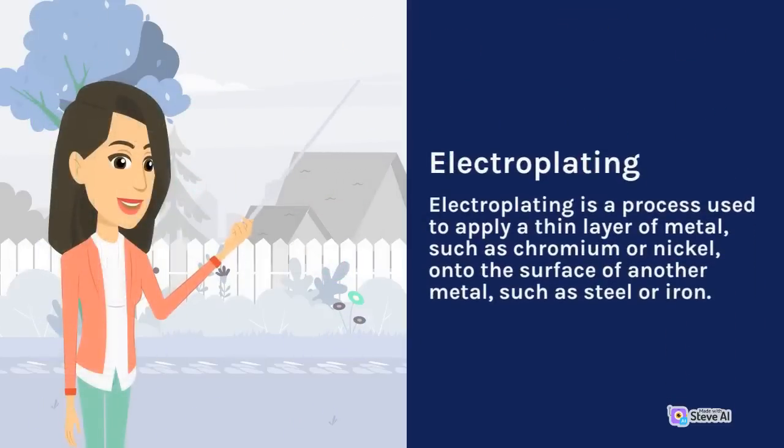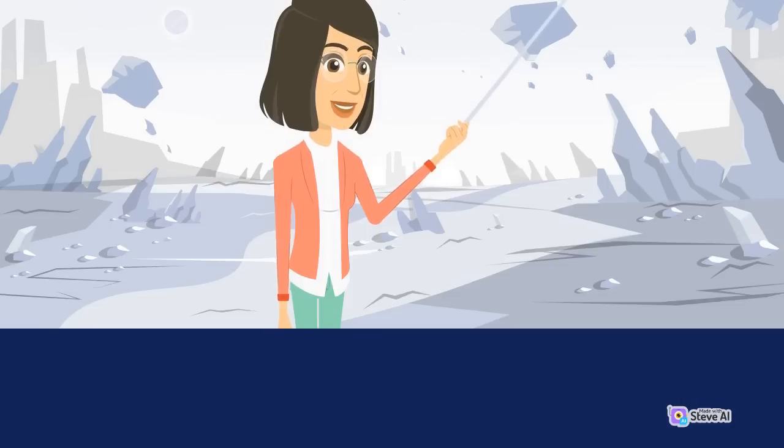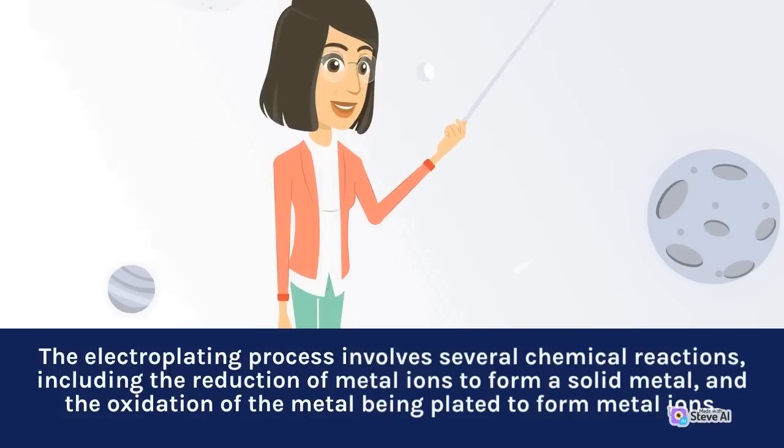Electroplating. Electroplating is a process used to apply a thin layer of metal, such as chromium or nickel, onto the surface of another metal, such as steel or iron. Electroplating involves passing an electric current through a solution of metal ions, which causes the ions to adhere to the surface of the metal. The electroplating process involves several chemical reactions, including the reduction of metal ions to form a solid metal, and the oxidation of the metal being plated to form metal ions.